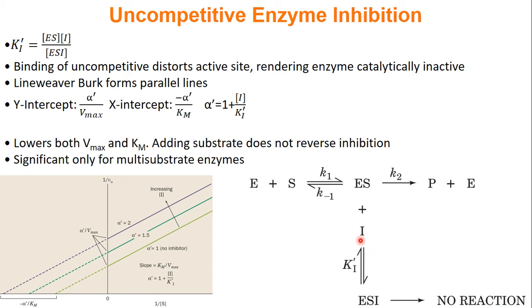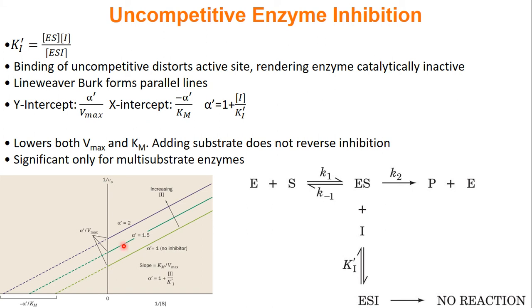And that's because uncompetitive inhibitor will bind to the enzyme substrate complex. So it will only bind when there's substrate already there. And then once it binds, it will distort the active site so the reaction cannot continue forward. So you'll get ESI goes to no reaction. If we look at the Lineweaver-Burke plot, you can see that uncompetitive inhibition, you get parallel lines.